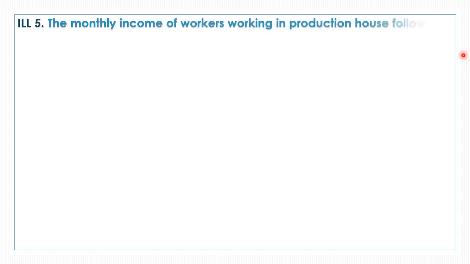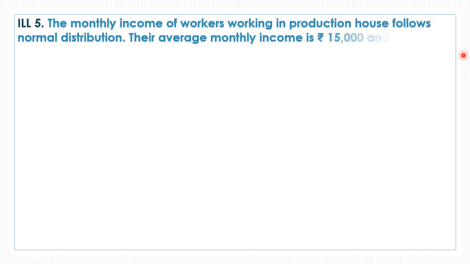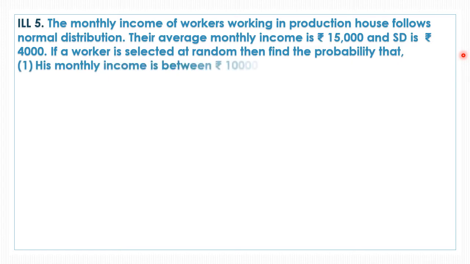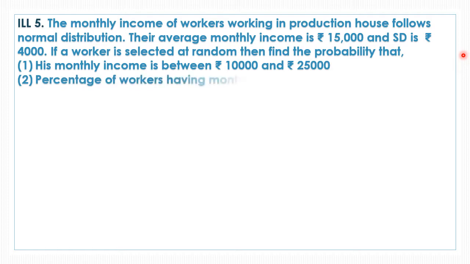Illustration 5. The monthly income of workers working in a production house follows normal distribution. Their average monthly income is rupees 15,000 and the standard deviation is rupees 4,000. If a worker is selected at random, then find the probability that his monthly income is between rupees 10,000 and rupees 25,000, and the percentage of workers having monthly income between rupees 12,000 and rupees 22,000.